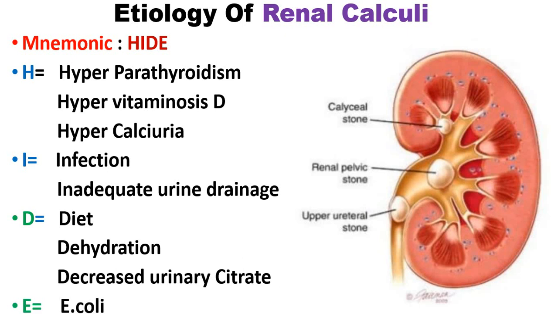The last one is E. E is E. coli. It can cause infections, most likely staghorn calculi. So this is all about the mnemonic for the etiology of renal calculi.